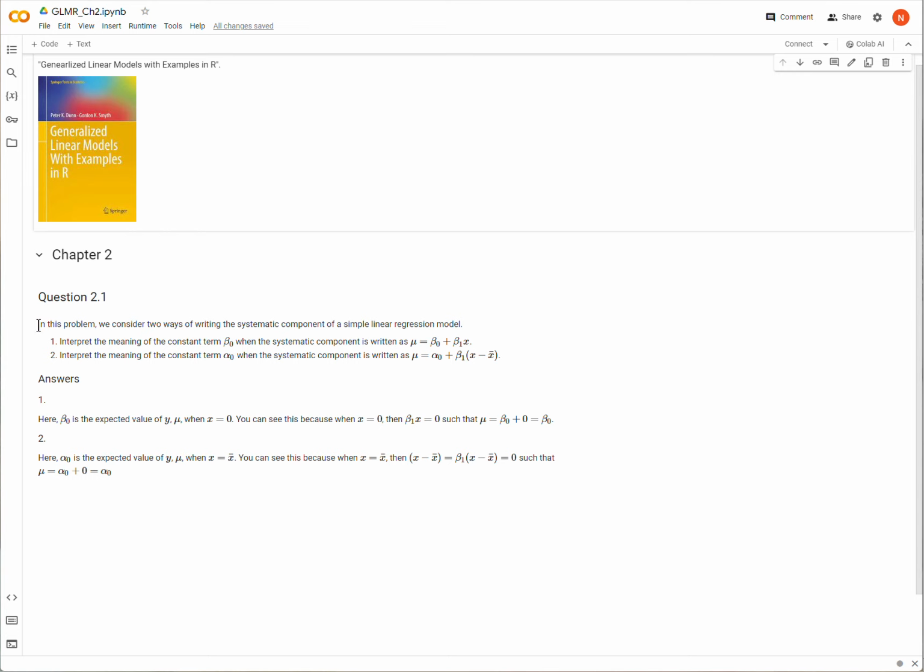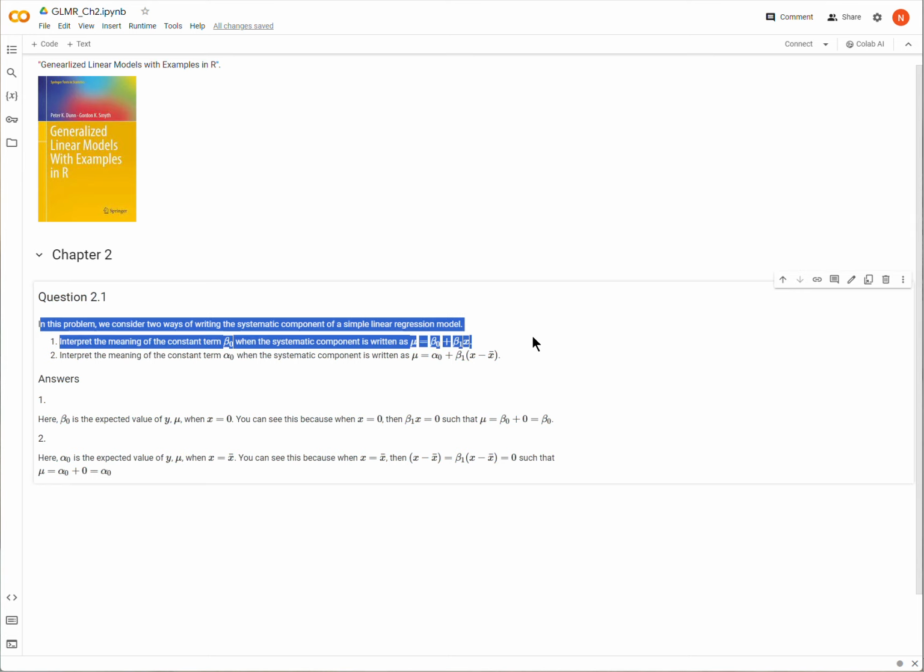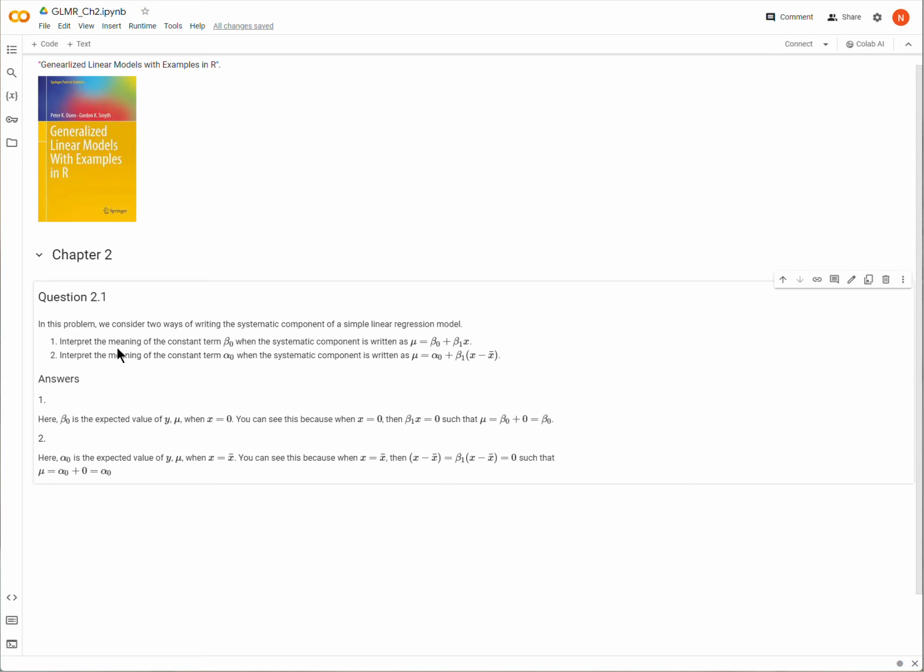So we're on the first question, 2.1. We are going to, 1, interpret the meaning of the constant term beta naught in this regression equation right here. And then we're going to interpret alpha naught when the equation is written like this. Really, alpha naught and beta naught are both intercepts, and so we're trying to interpret what the intercept means.